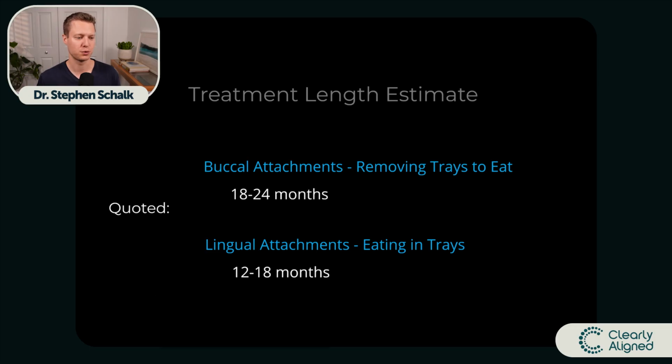So we talk about the difference between doing buccal attachments or putting the attachments on the front of those teeth, or doing lingual attachments, being on the inside of the front teeth. That's the tongue side of the teeth. Now, the difference here is that if this patient is going to put the bumps on the inside of his front teeth, it means that when he bites down, he'd actually hit those little attachments on the inside of his teeth. So if he does do those attachments on the inside, that means that he's actually going to have to eat with his trays in.